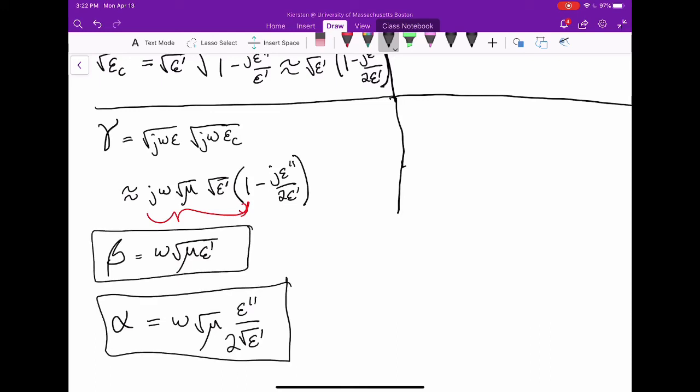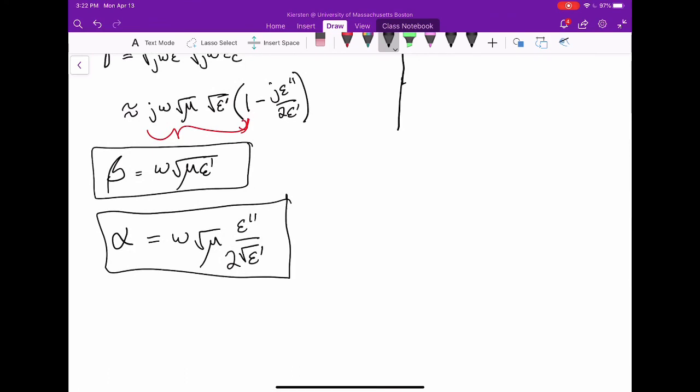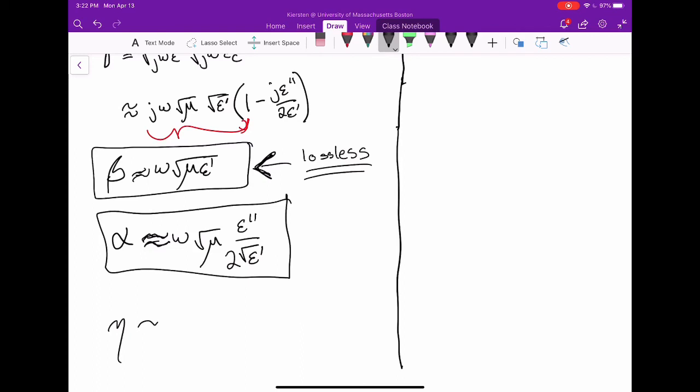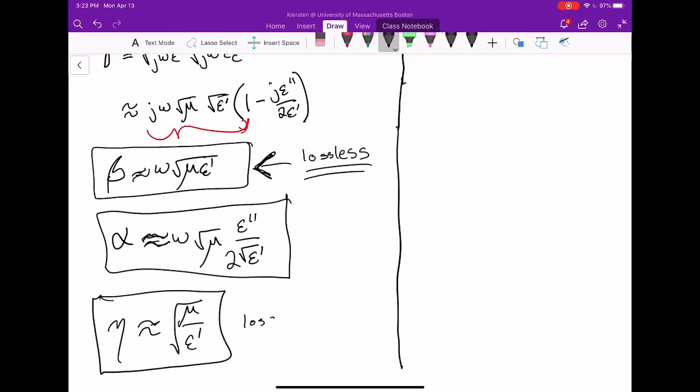So there you go. Now here's the thing. If you have an especially good dielectric, which most of the time if you're using the good dielectric approximation, it's fine to do this, you can see how the phase constant is actually the lossless phase constant. So beta, these are approximate, but the approximation for beta is that it is the lossless phase constant. The other thing that you can do is that you can say that the intrinsic impedance is also approximately the lossless intrinsic impedance, which would be square root of mu over epsilon prime. That's also the lossless value.